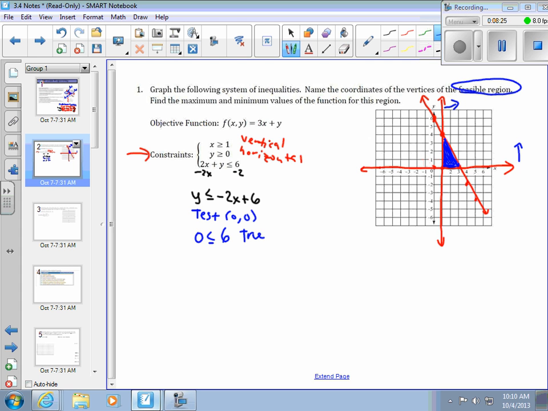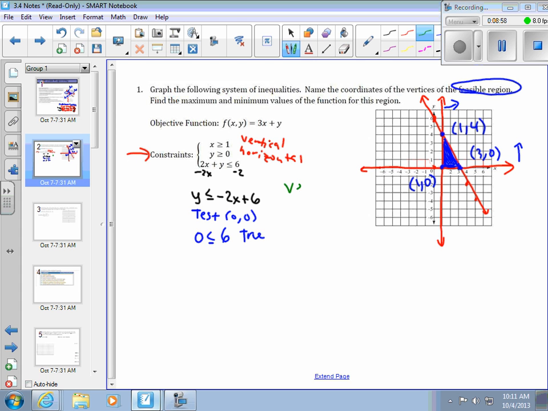Next, we want to find the vertices. Where are the vertices in this one? So it looks like there's 3, kind of like the last example we just looked at. 1, 2, 3. Find where those points are at. So looks like we have a point at 1, 0. There's another point here at 3, 0. And there's another point here at 1, 4. So those 3 points, those are our vertices.